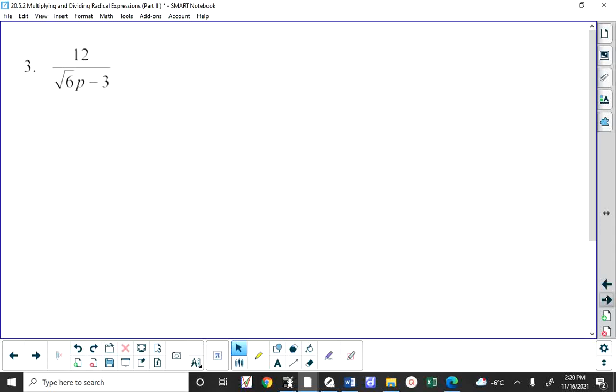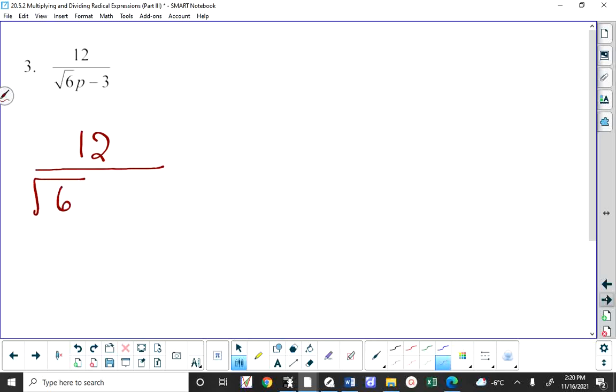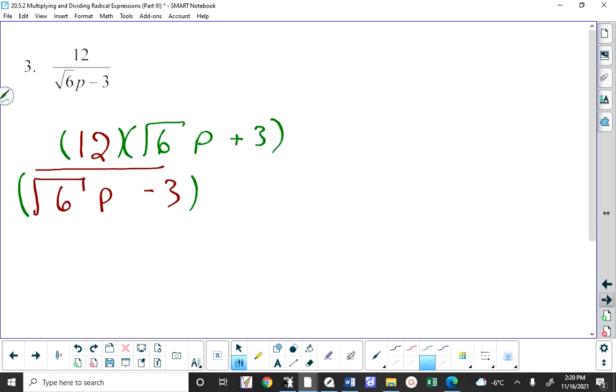Look carefully at where the square root sign on this one ends. It does not extend over the p. So when you rewrite this, which I think is always a good idea, it's root 6 and then p minus 3. And we're going to multiply the top and the bottom by the conjugate of the bottom, which is root 6p plus 3.